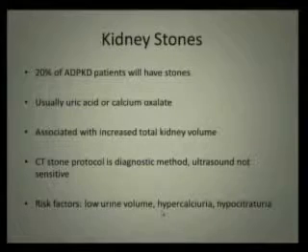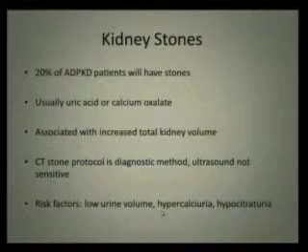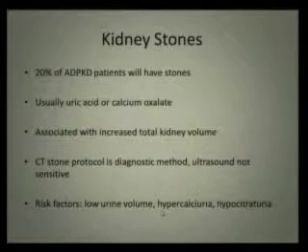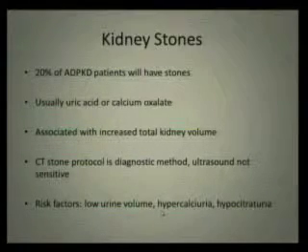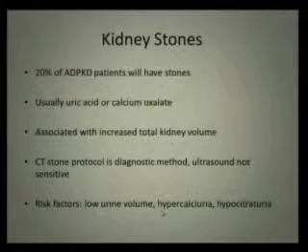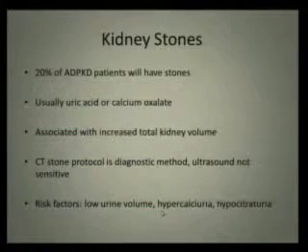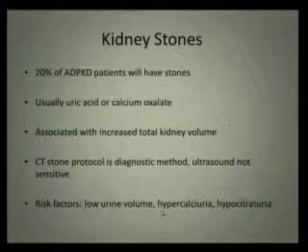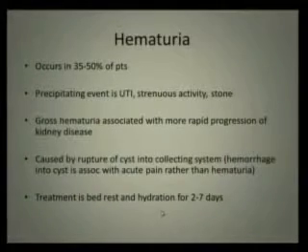So kidney stones are fairly common. They can occur in 20% of ADPKD patients. Usually it's uric acid or calcium oxalate and associated with an increased total kidney volume. A CT stone protocol is a diagnostic method, and ultrasound really won't tell you very much because those kidneys are usually very large. The risk factors for this are low urine volume, hypercalciuria, and hypocitraturia.